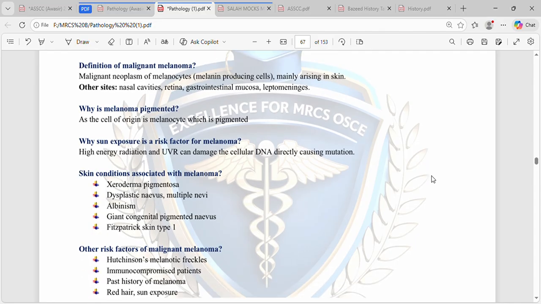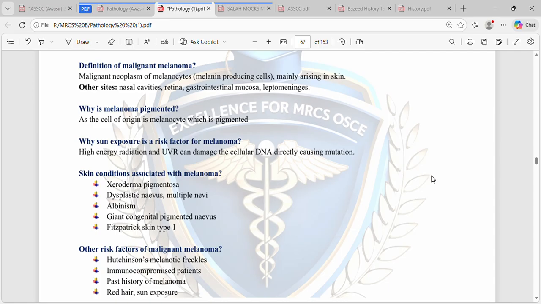Why is melanoma pigmented? As the cell of origin is a melanocyte, which is pigmented. Since melanocytes are pigment-producing cells, melanoma will be pigmented. Why is sun exposure a risk factor for melanoma? High energy radiation and ultraviolet radiation can damage the cellular DNA, directly causing mutation.